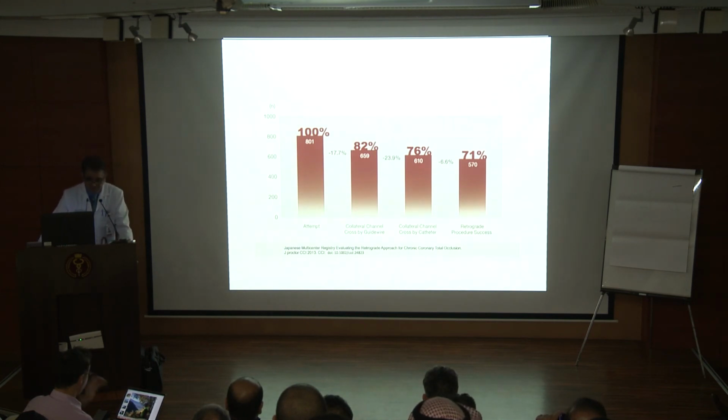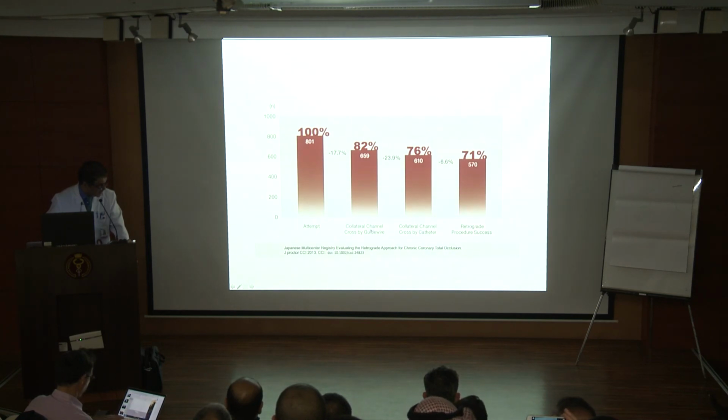I like this slide very much. It's from, I think, the CTO group in Japan. It's an old slide, but it gives you an insight. If you decide to go retrograde 100% of the time, to reach the collateral channel by the guide wire, you will reach there 82% of the time.